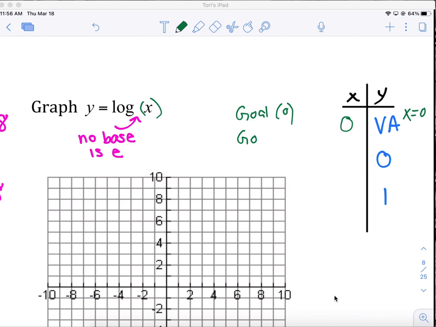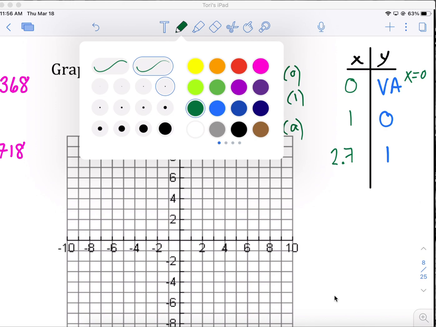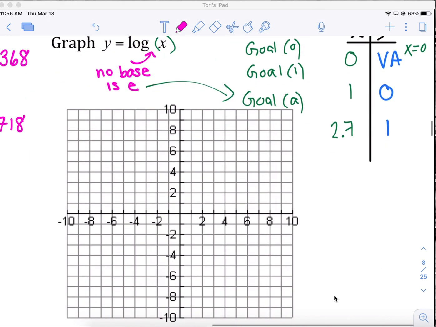Second goal I'm going to do is try and get my parenthesis to equal 1. Well, the x is by itself, so that's automatically a 1. Last goal is to get the base to match what would be in the parentheses. And in this case, my base is e. So we can either write e or you could do 2.7, which is what I'm going to do. Okay. All right, let's go ahead and graph those points. So we're going to graph 1, 0, and we're going to graph 2.7, 1.